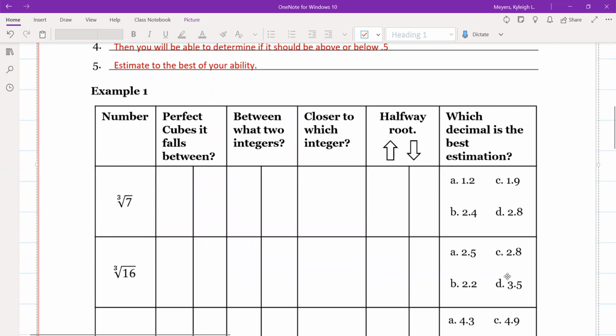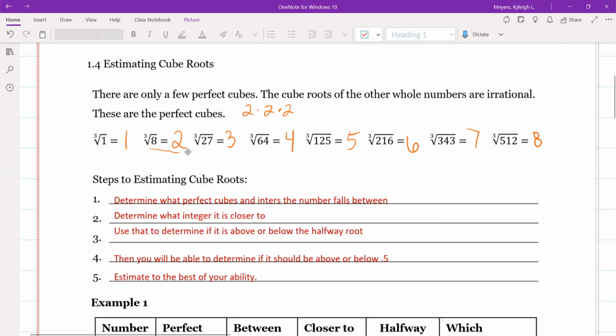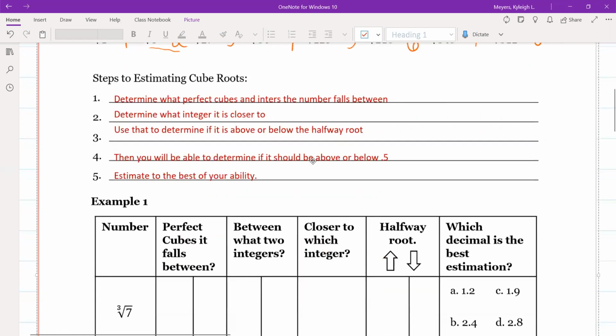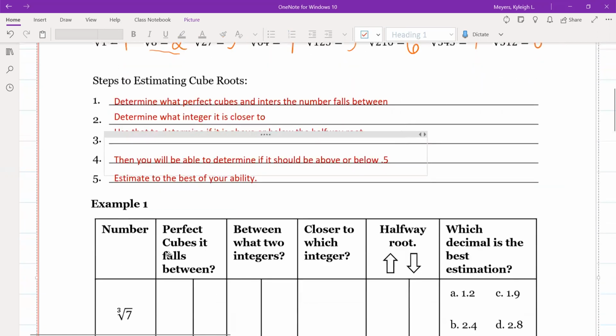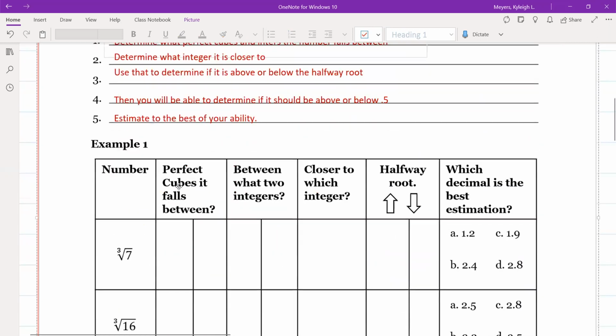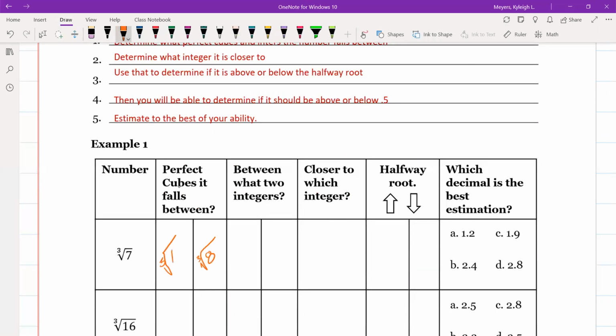So perfect cubes that it falls between, right? This is the part where we have to look up at our top ones. 1, 8, 27, 64, 125. Okay, so 7 falls between 1 and 8. So instead of the square root, I'm going to put the cube root of 1 and the cube root of 8. The cube root of 1 is 1, and the cube root of 8 is 2.